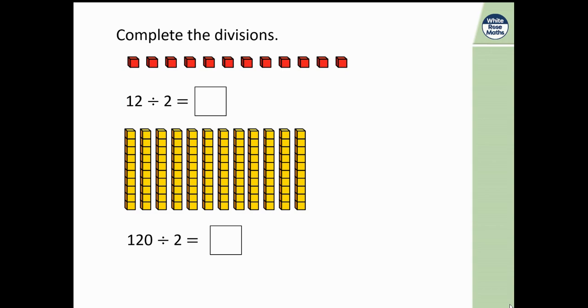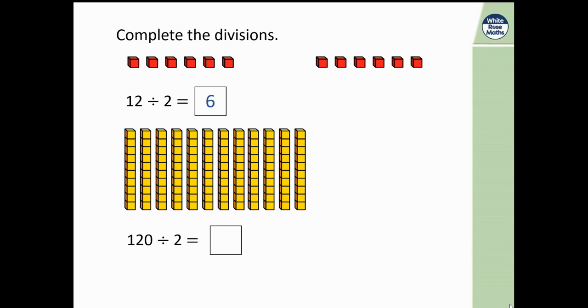Let's have a look at these divisions. So remember, when we're doing divisions, we're putting them into groups, aren't we? We're putting the total into groups. Here, I've got my total of 12, and I need to divide that into 2 equal groups. So I've done that there. And in each group, how many ones do you have? That's right, you've got a total of 6. There are 6 ones in each group.